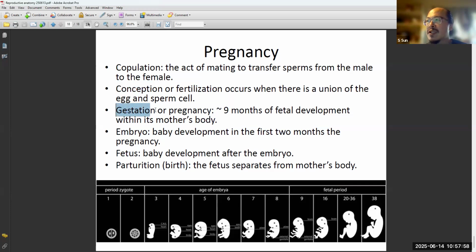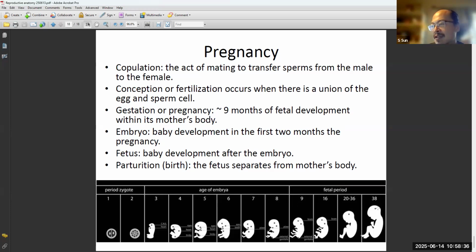Pregnancy, or gestational age, gestation time, is the time when the embryo and the fetus develop inside of the mother's body. Embryo refers to the baby in the first 2 months. Fetus is beyond 2 months toward the final. 38 weeks is the ideal one. Before 36, I remember 35 and before, is a preterm baby, which is not good.